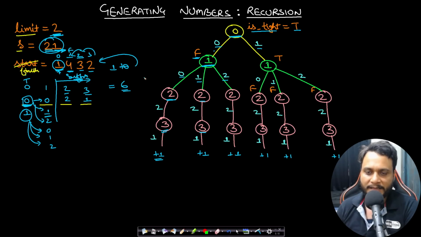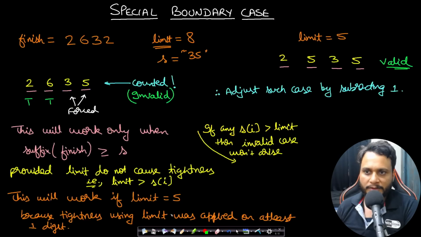Okay, so I think this is clear how to generate all the numbers using recursion and using the is tight as your boolean type to say what will be the range of digits that you can use. Will it be from 0 to limit, or will it be from 0 to minimum of limit comma SAT? Fine. So once you have understood this, then let's look at the special boundary case.